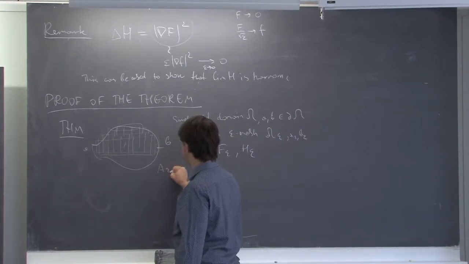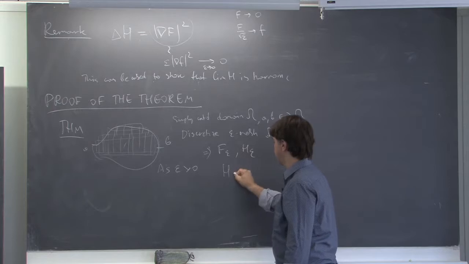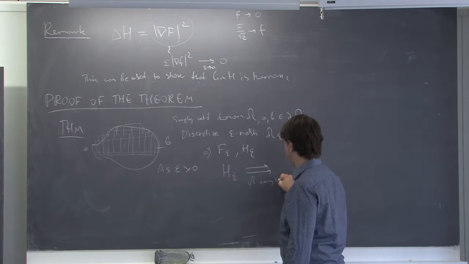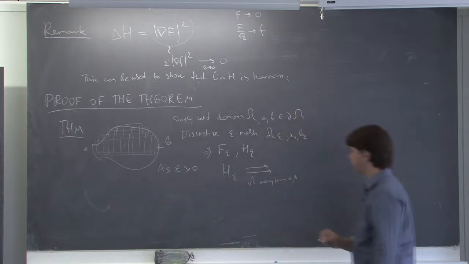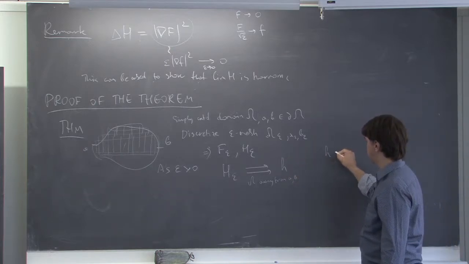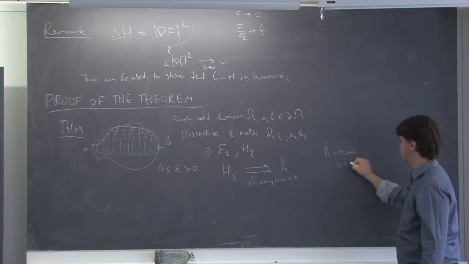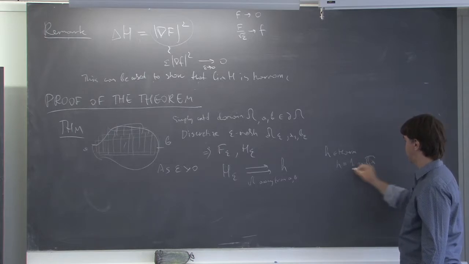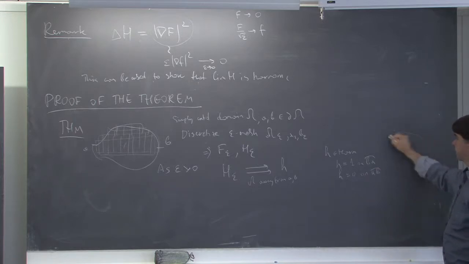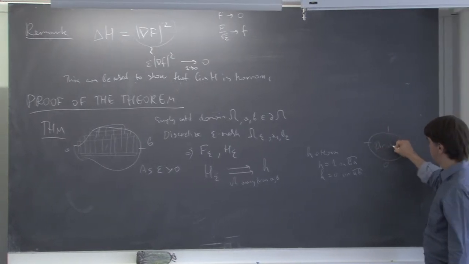So as epsilon tends to 0, h epsilon tends uniformly in omega away from A and B to a function h, where h is harmonic and h is equal to 1 on BA, h is equal to 0 on AB. So it's just a solution of the Dirichlet problem.